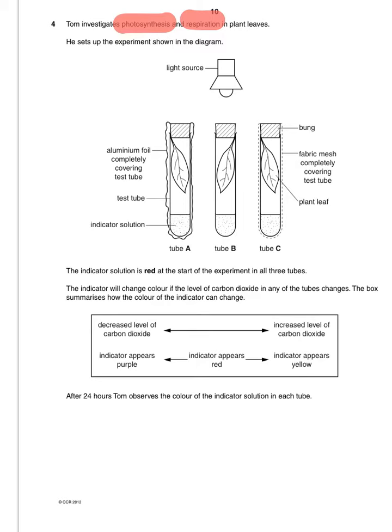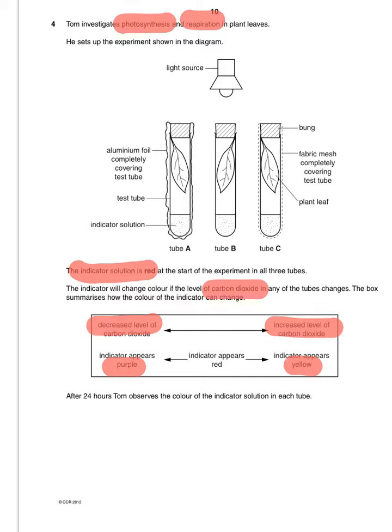Right, now again we seem to have quite a lot of information here before they even get on to asking a question. So the indicator solution is red at the start of the experiment in all three tubes. The indicator will change colour if the level of carbon dioxide in any of the tubes changes. The box summarises how the colour of the indicator will change. So if it decreases, it's purple. If it increases, it's yellow.